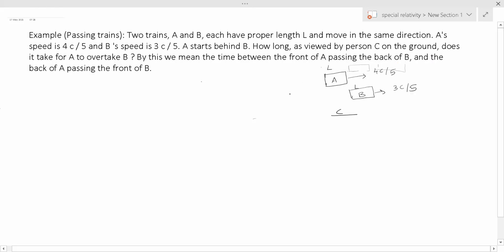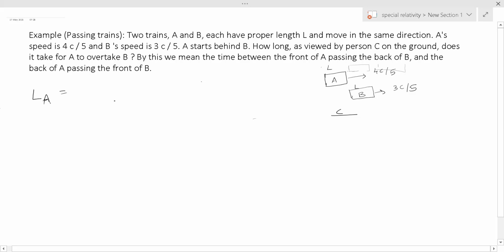Is that clear? All right. So let's try to do it. Twice the length of the train, that's fine, but we also have length contraction. So we need to find the length of these trains as observed by C. For C, these trains are moving. So let's say LA is the length of train A as observed by C.